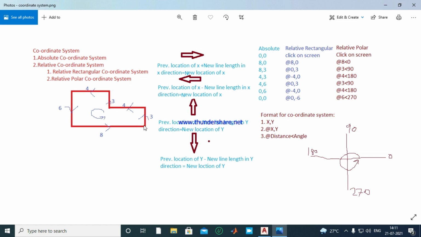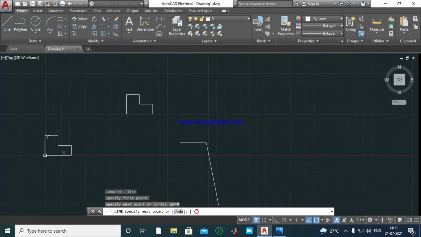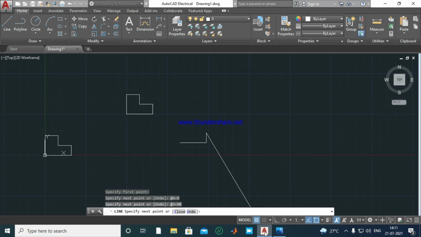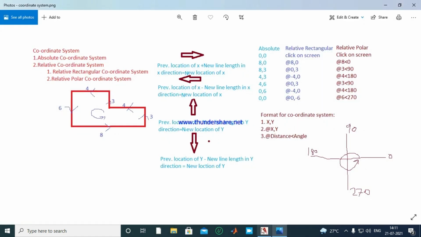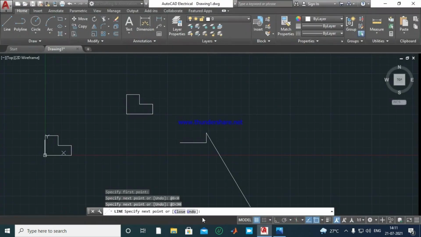Okay, now this line is going in upward direction, that means it is going in 90 direction. Okay, that means the angle between these will be 90. Okay, so I will give @ sign, length is 3 and angle is 90. Okay, now I am going to draw this line in this direction, and the angle pointing in this direction is 180 and length is 4. So I will give @ 4, angle is 180.